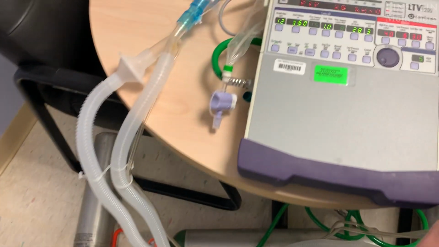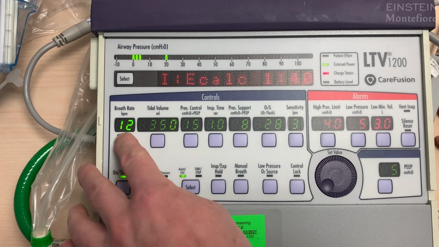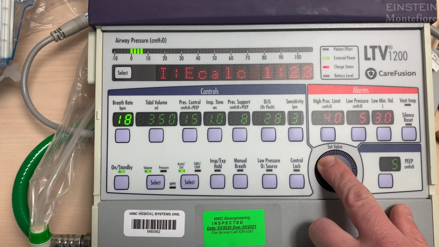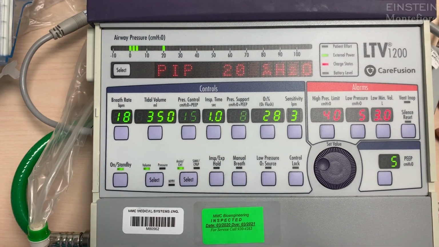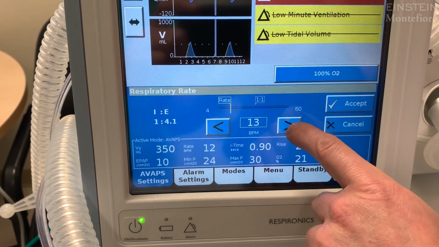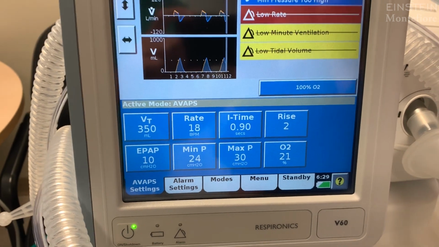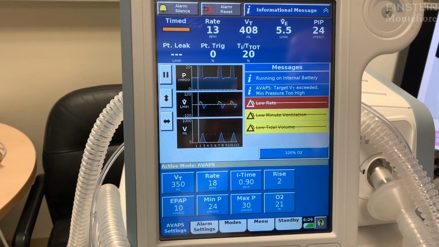For the LTV ventilator, all I do is go to breath rate, click once, toggle, and then click again. For the V60 ventilator, you just go to rate, hit the arrow several times, press accept, and now your rate is increased, thus hopefully compensating better for your respiratory acidosis.